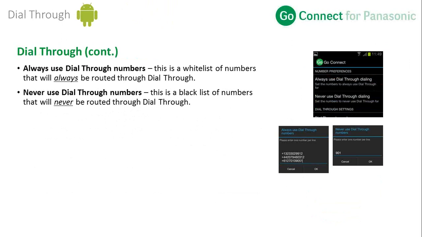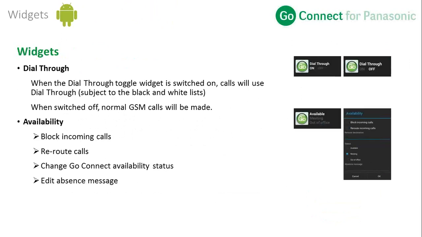Maybe that could be for one-to-one, so that you don't use the dial through to call your voicemail on your mobile, or maybe friends and family. Obviously, you don't want to, if the customer site says you can't make personal calls through your Panasonic phone system, so you put your friends and family's numbers in GoConnect in there as well, saying don't use dial through for those. I hope that makes sense.